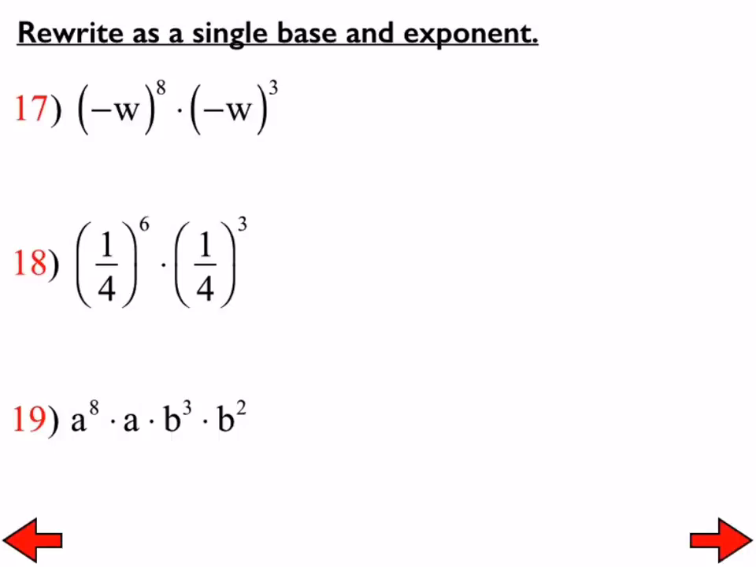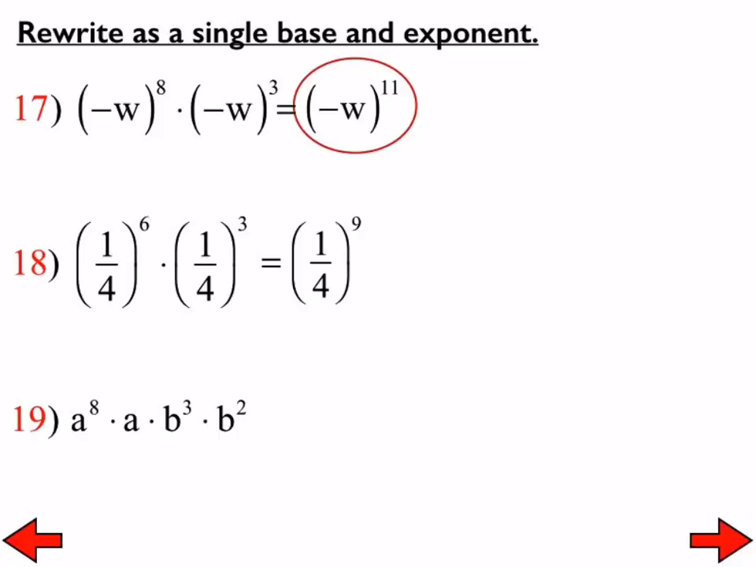All right, number 17, we have negative w in parentheses to the 11th power. Number 18 should be 1/4 in parentheses to the 9th power. And then number 19, a to the 8th times a is a to the 9th, and b to the 3rd times b to the 2nd is b to the 5th, and so that's what we end up with, a to the 9th, b to the 5th.